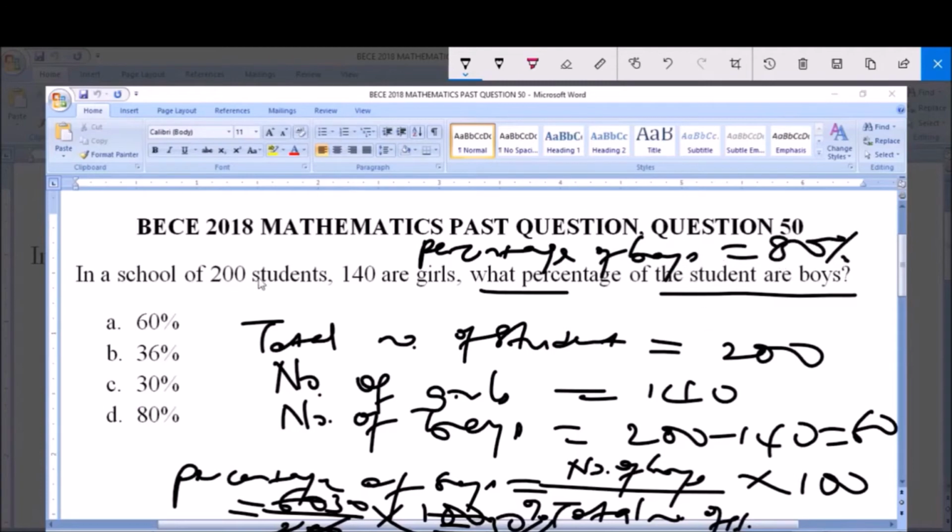30%. Now from the options here, option A says 60%, which is wrong. B says 36, which is wrong. C says 30%, which is correct. And D says 80, which is wrong. So the percentage of students that are boys is what?